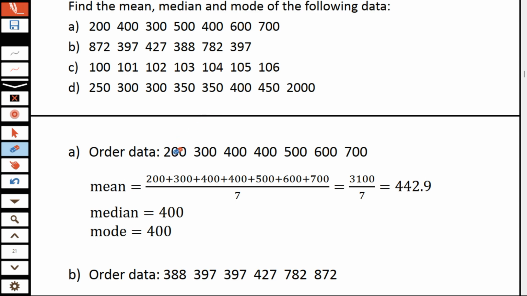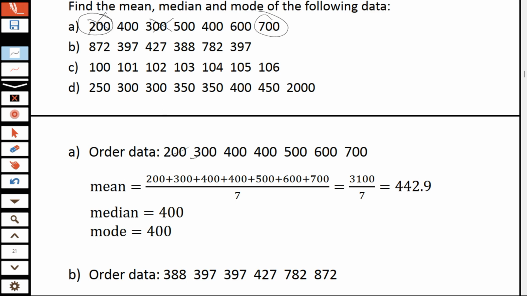So here, we order the data from smallest to highest. If you want to arrange it from smallest to highest, first you have to indicate your smallest number, and here our smallest number is 200, and our biggest number is 700. So we are going to start from 200. From 200 we have 300, so 300 will come here.